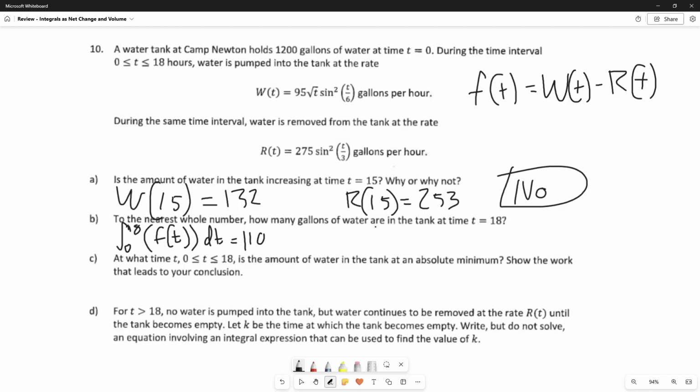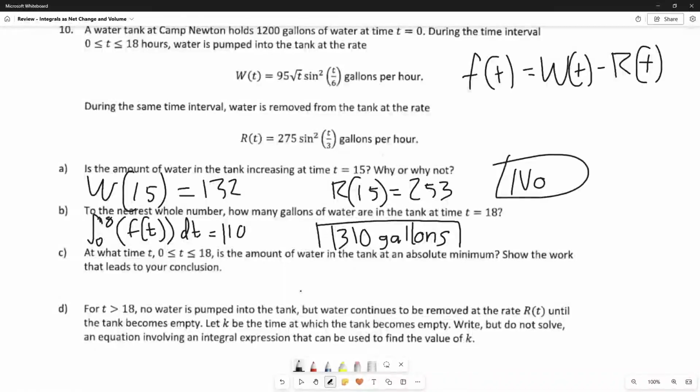So that means after 18 hours, 110 gallons of water have been added in total. And we need to add this to the 1,200 gallons of water that it started with. So 1,200 plus 110 equals 1,310 gallons. And that's our final answer for part B.